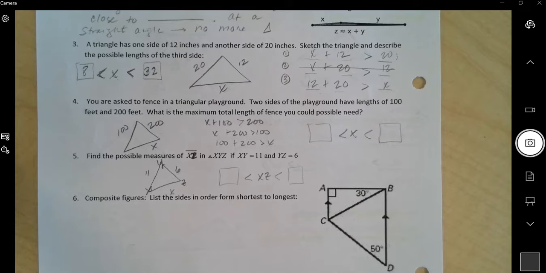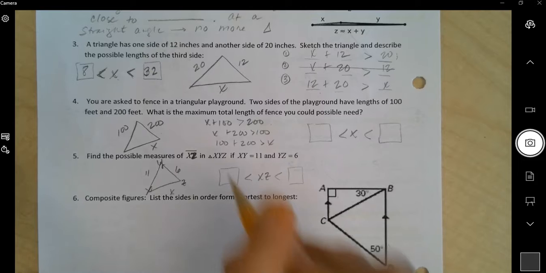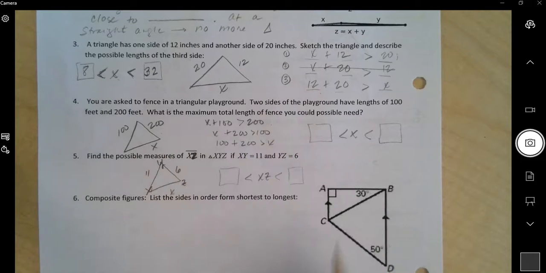Telling ourselves inside our head that the sum of the two sides of a triangle has to be bigger than the third side. So x plus 100 has to be bigger than 200. x plus 200 has to be bigger than 100. And then 100 plus 200 has to be bigger than x. Which of these three makes no sense?